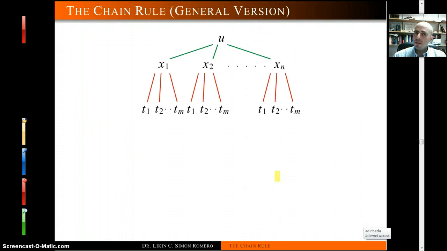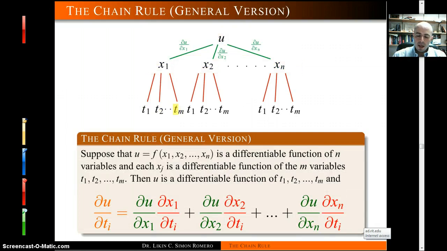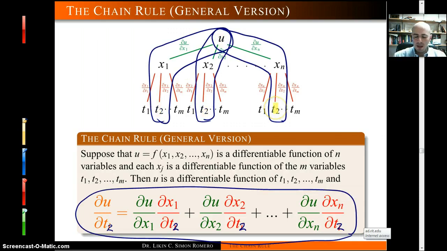The general version is pretty much the same thing. You have one variable that depends on n variables, and each one of those n variables depends on m variables. So how much u depends on all those variables is given by those partial derivatives, and how much each one of these variables depends on the particular t's is given by that. So again, let's say you want to compute how much u depends on t2. How do you do that? It's pretty much the same thing.